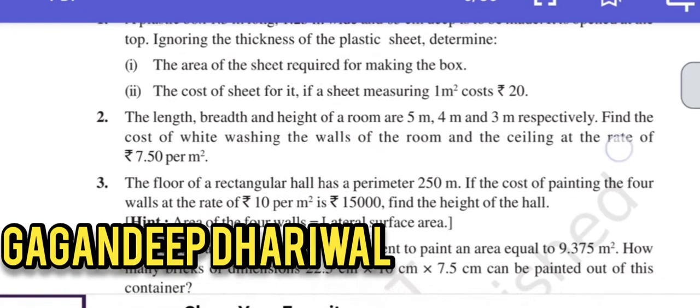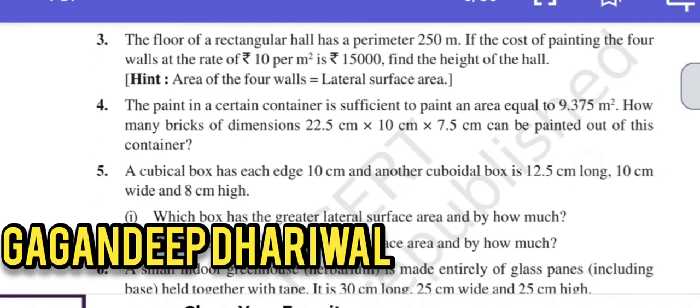Exercise 13.1, question number 3. The floor of a rectangular hall has a perimeter of 250 meters. If the cost of painting the four walls at the rate of rupees 10 per meter square is rupees 15,000, find the height of the hall.